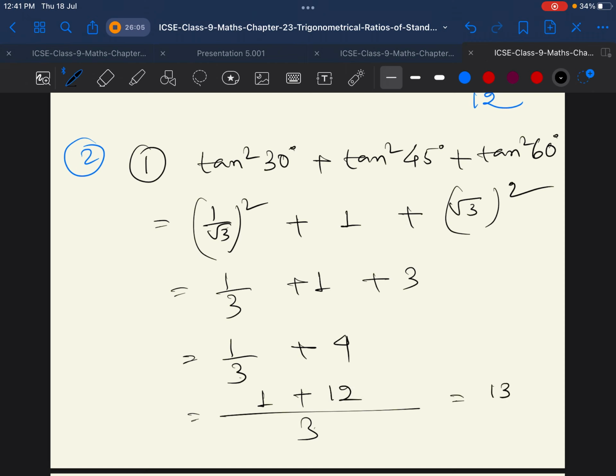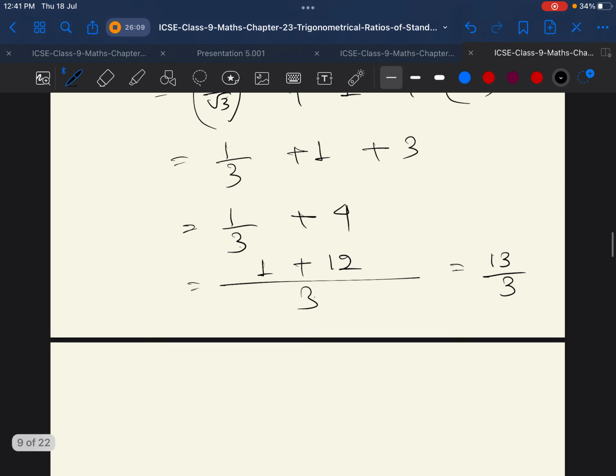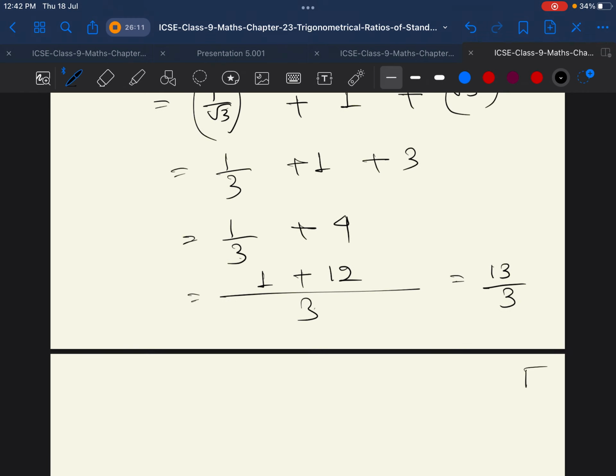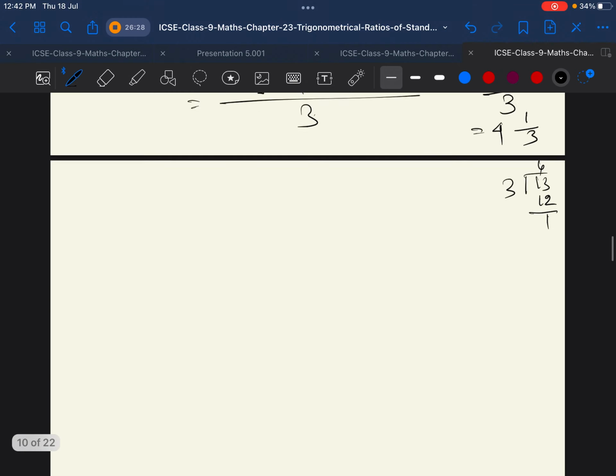So this value will be 13 by 3. So here we divide 13 by 3. 3 fours are 12, remainder 1. So we can write 4 and 1 upon 3.